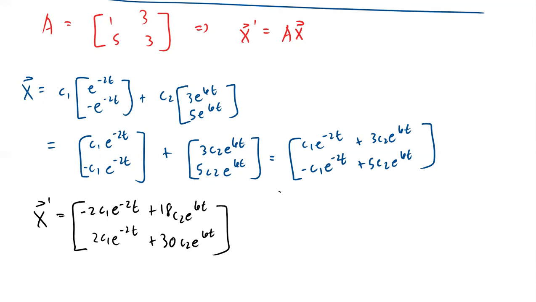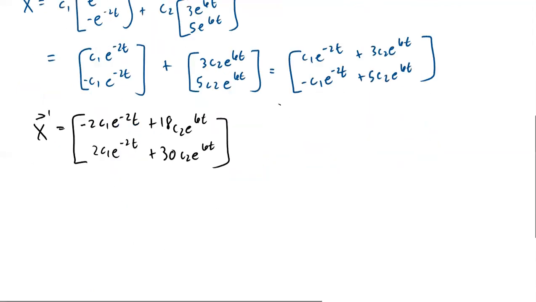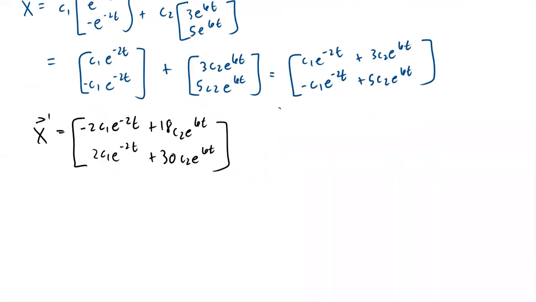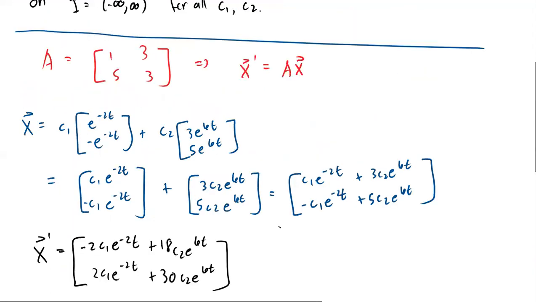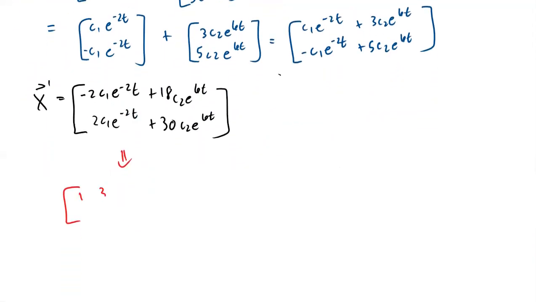Now, let's plug everything into the ODE, or into the matrix equation, and verify that everything works. So Ax should be equal to this. Let's simplify Ax. A is given by 1, 3, 5, 3. X is this vector here. Let me just write it again. I was going to copy paste it, but it's okay.